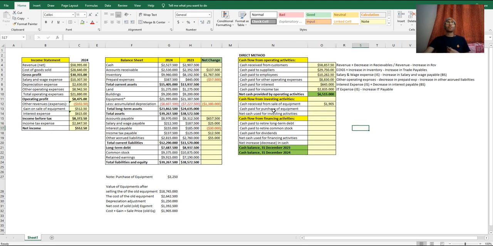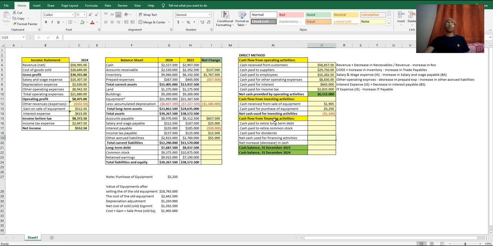Cash paid for purchase of new equipment. So we already have that. Purchase of equipment 3250. Therefore net cash for investing activities is cash received minus cash paid. This minus this. So this is our net cash from investing activities.